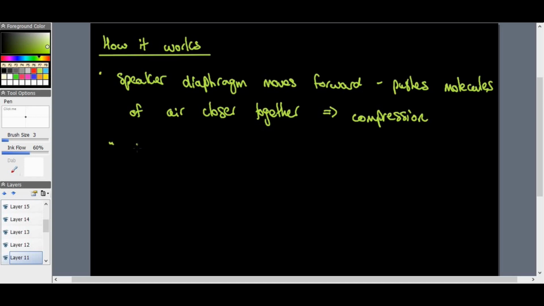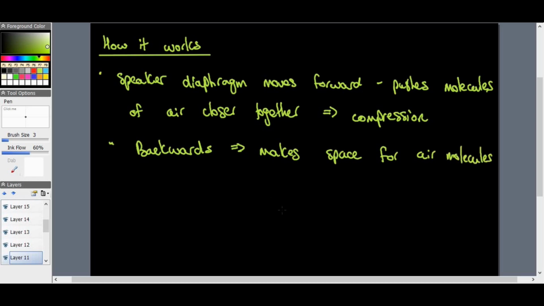Now when the diaphragm moves backwards, it makes space for air molecules, and the molecules move further apart. That forms the area of low pressure, which is also known as, let me spell it right, rarefaction. No, spelling it wrong. Rarefaction, there we go.